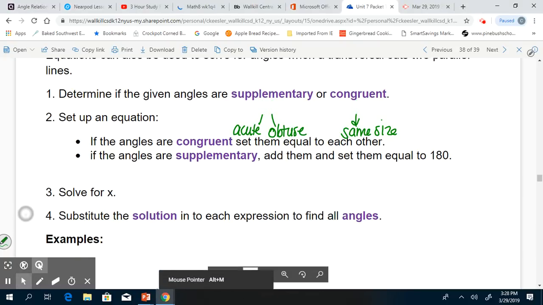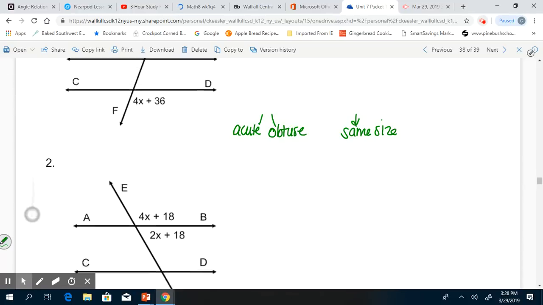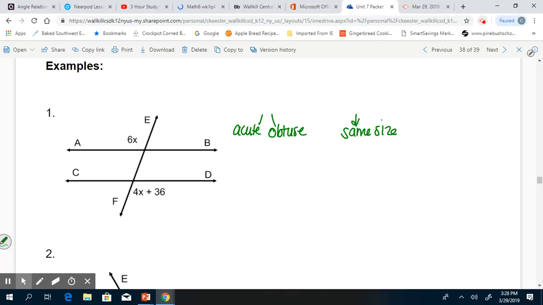I'm going to go through the first 4 examples with you, and then you're going to try the last 2 on your own. Okay, so for number 1, again, first we have to figure out, are these two angles supplementary or are they congruent? So if we take a look at this one here, that's an obtuse angle. This one here is also an obtuse angle. And hopefully you're recognizing from the past couple days' lessons that those two are alternate exterior angles. Therefore, they are congruent. Since they're congruent, we're going to do, like the notes above say, set them equal to each other. 6x equals 4x plus 36.